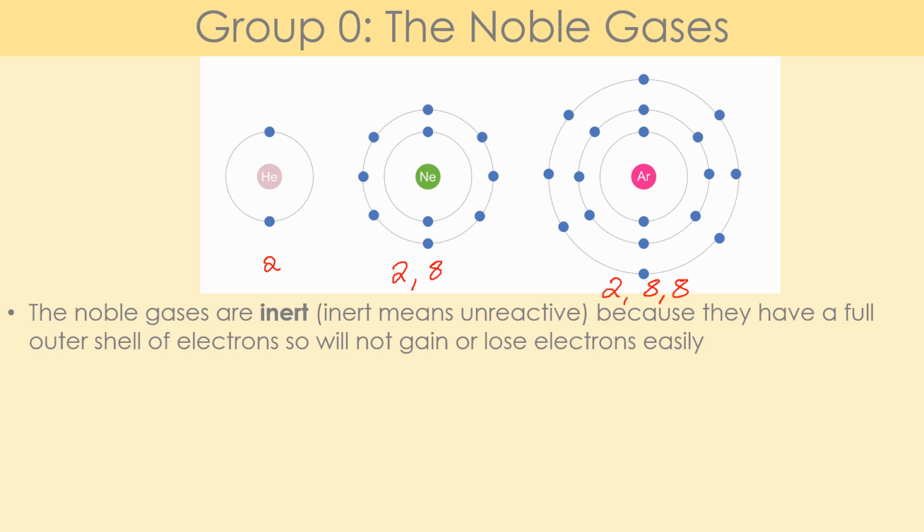In the exams, you need to have both of these points. You need to say they have a full outer shell of electrons and that they will not gain or lose electrons. So you need 2 different points. So they have the full outer shell of electrons. That is 1 mark. And they will not gain or lose electrons. That's our second mark there as well. So you need both mark points to get the marks.